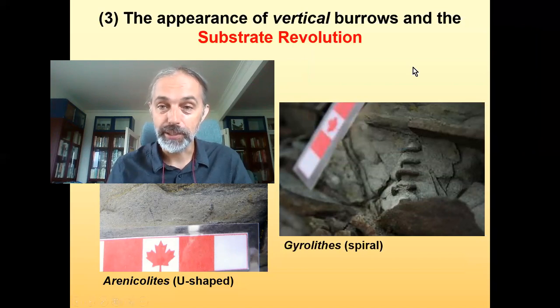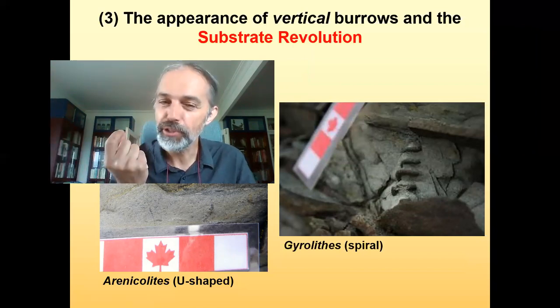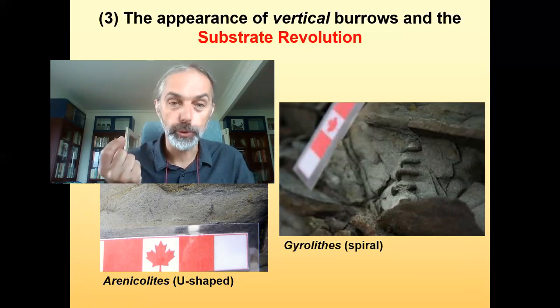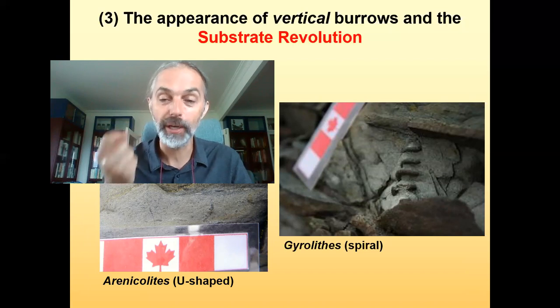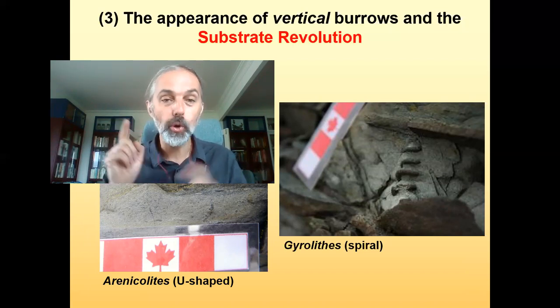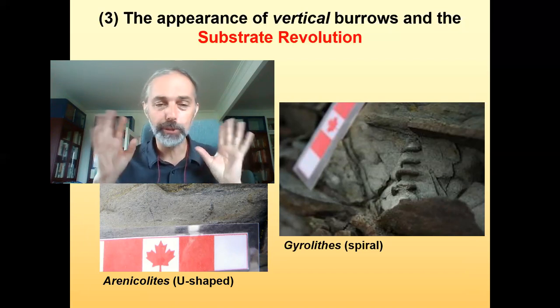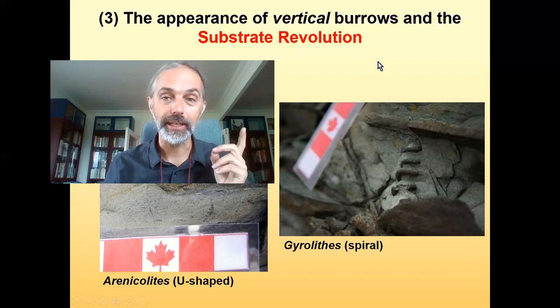Here, even better, a fossil called Gyrolithes. Again, here's a sediment. This creature drills itself in a spiral into the sediment. This is a very efficient way to mine for food while avoiding mining the same sediment a second time that you've mined before. All of this burrowing into the sediment causes maybe the single most important feature of the Cambrian explosion, namely the so-called substrate revolution. And I will explain what that is in the next slide.